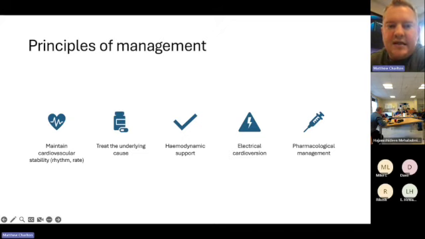So I think the key is don't forget the basics, and I've said that right at the beginning. It's all well and good knowing all this stuff, but actually the majority of perioperative arrhythmias, or arrhythmias that we're faced with on the unit, we manage in the same way, and then we think about the specifics further down the line. The key things in terms of management are: maintain cardiovascular stability, whether that's rhythm or rate, and we'll talk about that. Treat the underlying cause, because that normally treats the arrhythmia most of the time. Provide hemodynamic support if you need to. Electrical cardioversion is an option if you need it, and then pharmacological management comes right at the end in terms of how you manage these things.